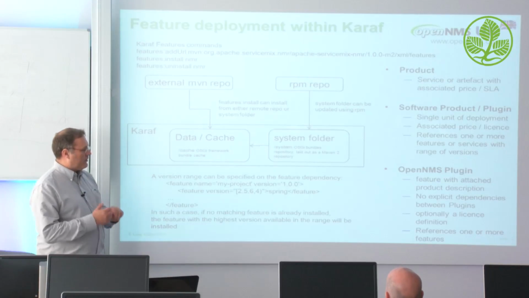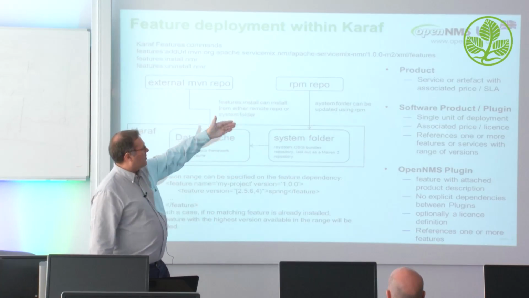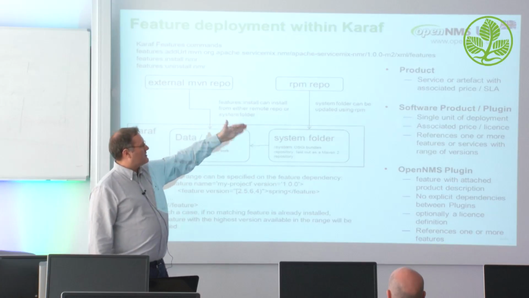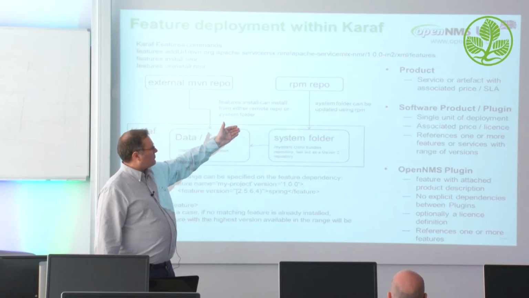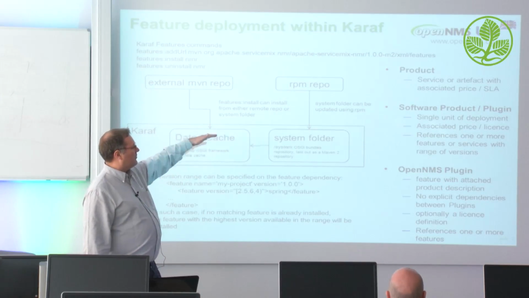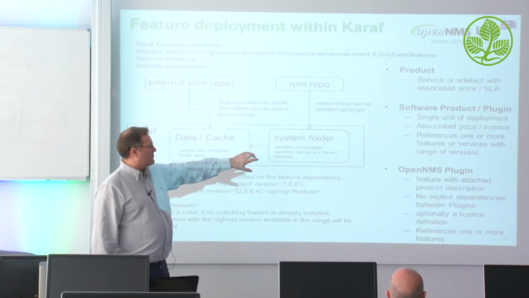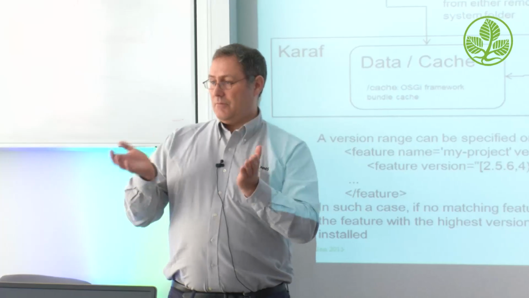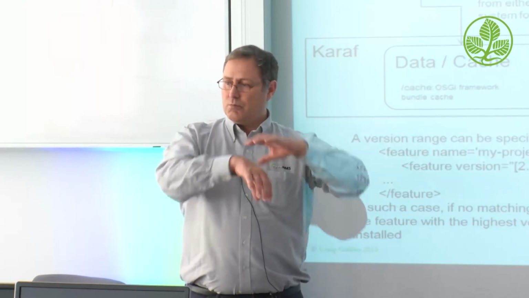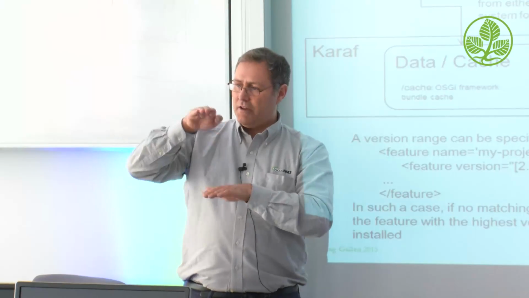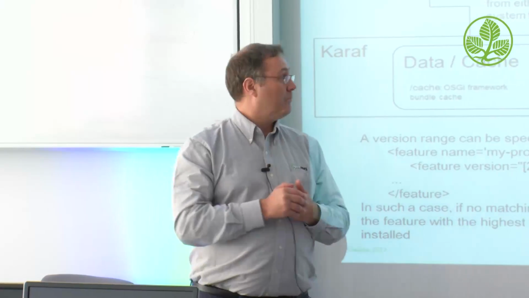So how do we think about this? Well, if we look over here, I'm thinking in terms of a product being a service or an artifact with associated price and an SLA. And beneath that, for the software product, you've got a single unit of deployment, single associated price and license, but it references one or more features or services within a range of versions. So I create my license, I create my product, you buy the license, you install the license, that license will run over a range of versions of the underlying features that represent that product. That means that as you update, you don't have to update your license every time.